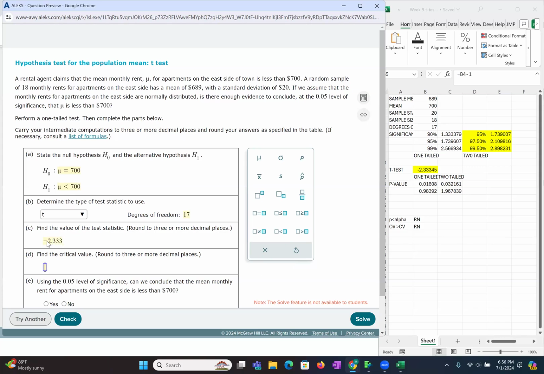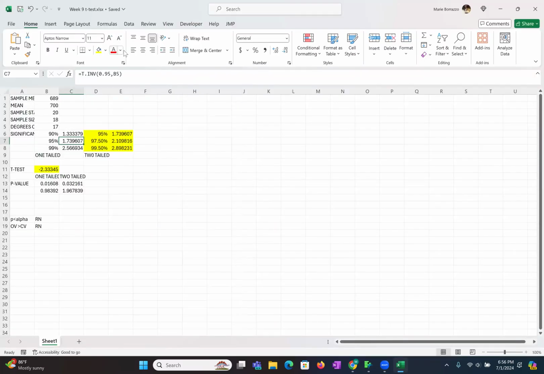And the critical value, it's one-tailed. These are all one-tailed on the other side of the yellow. 1.7396. I'm wondering if you're going to round this. Let me see. Let's round it. Make this a little bigger for a minute. I'm rounding these to 3 decimals, so I don't have to think about it. There you go.